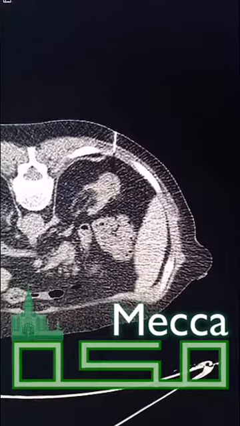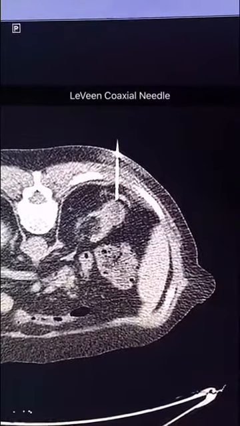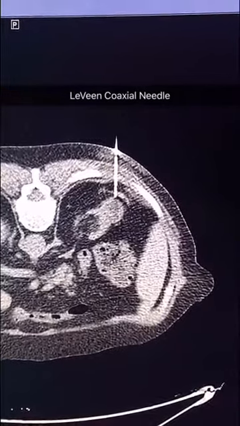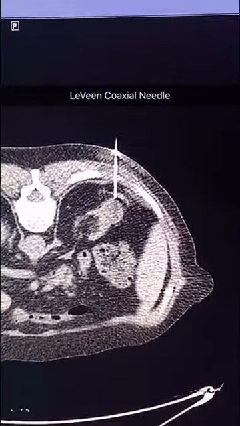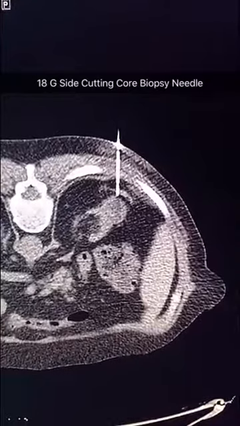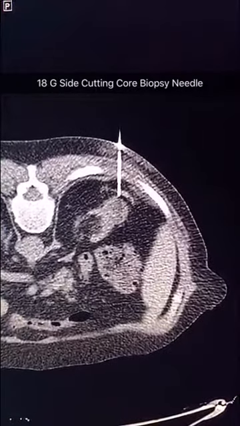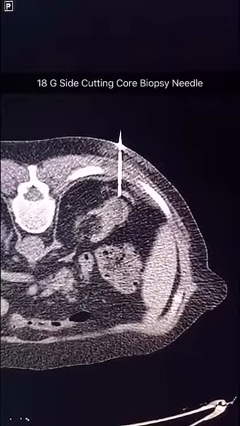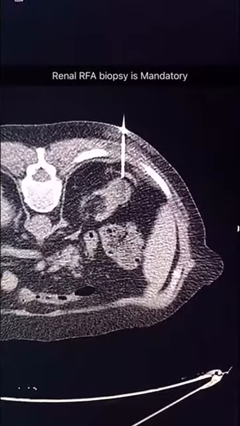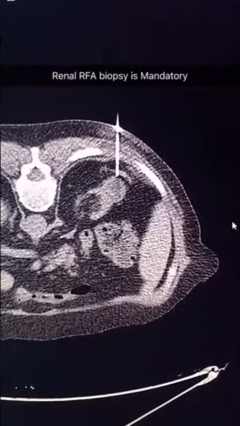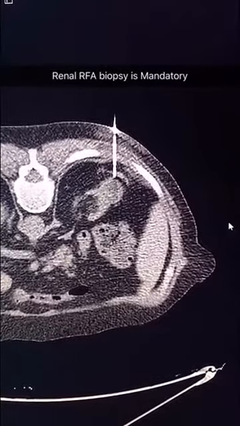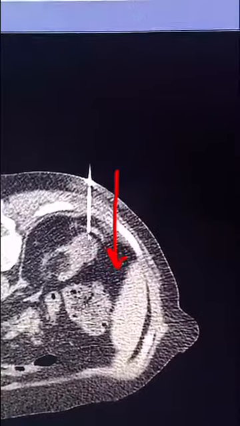Conscious sedation was given to the patient, followed by local freezing. Then, a specifically designed coaxial needle was inserted, which allows the Levine RFA needle to go through it. Through this coaxial needle, an 18-gauge side-cutting needle was inserted, and 3 samples were obtained. In renal mass RFA, obtaining a biopsy prior to ablation is mandatory. As noted here, the tip of the coaxial needle was parked at the border of the lesion in order to allow the biopsy needle to fire through the lesion.